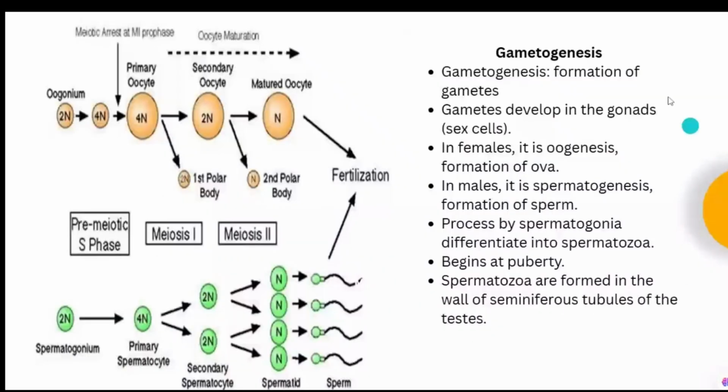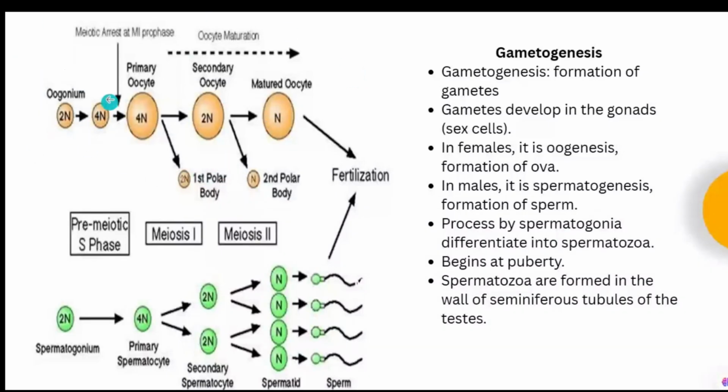Similarly, the oogonia which are there in the ovaries are diploid in nature. Oogenesis doesn't take place completely at one stage. It happens partly in fetal life, partly at the time of puberty, and a few stages happen after fertilization also. So that also we are going to see.